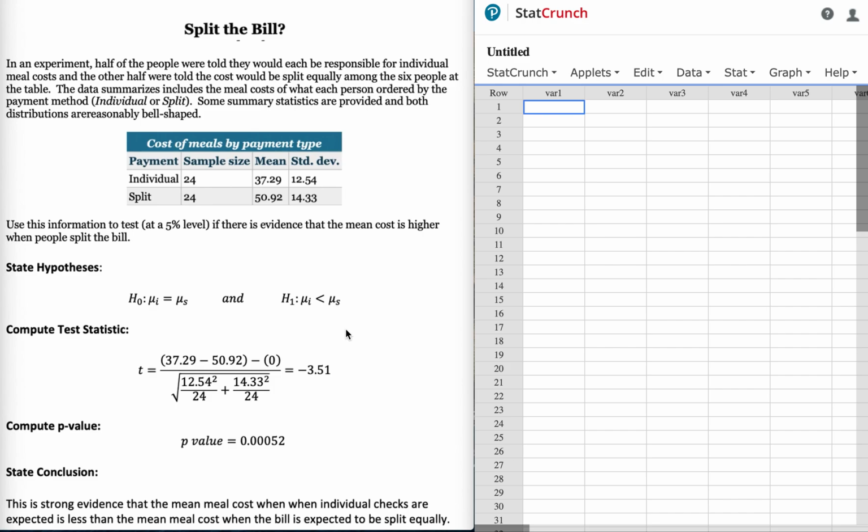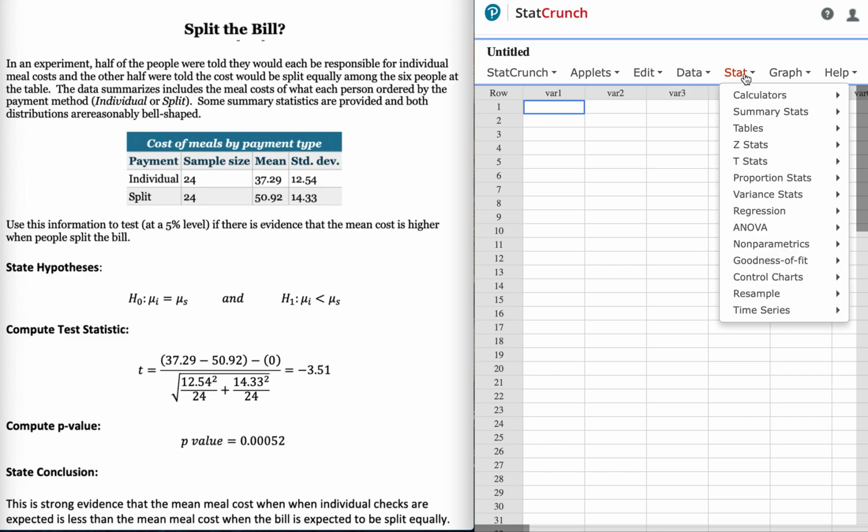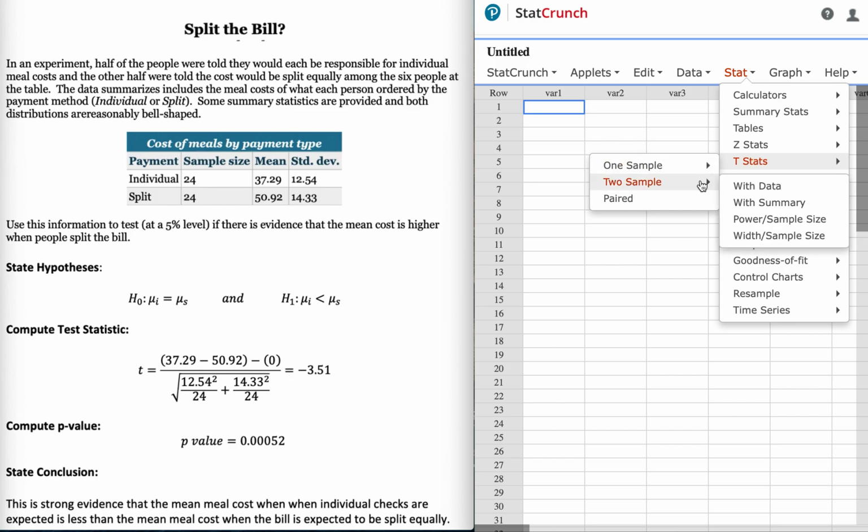So I've illustrated here how we would compute our test statistic, and I have our p-value calculated. And so we have our conclusion, but I want you to look at StatCrunch to see how we compute the test statistic and get the p-value. So I'm going to press stat. We're doing t-statistics, and it's a 2-sample test, and we have a table that has the summary of the data.